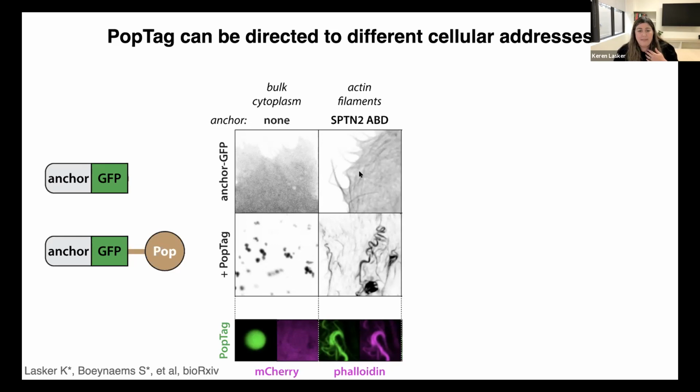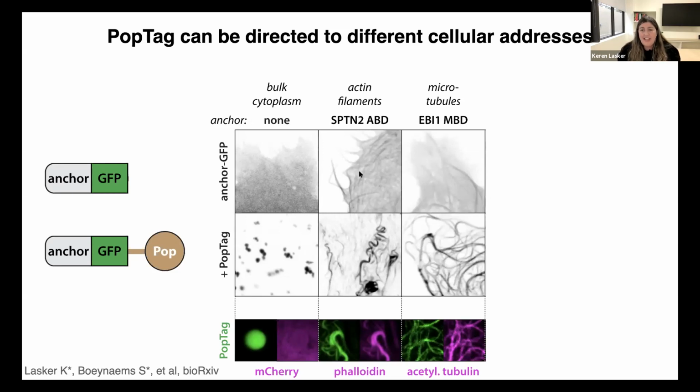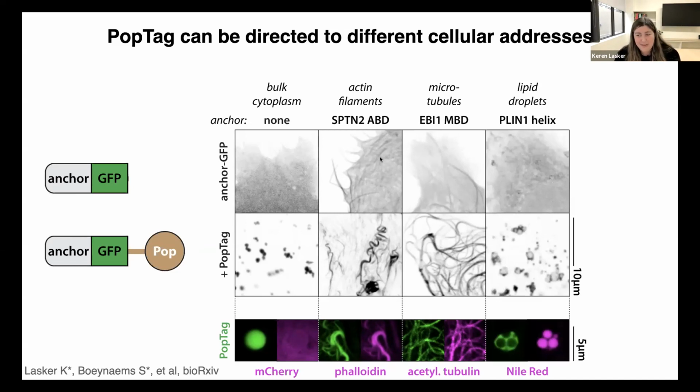different things. So here, for example, the POP tag is recruited to actin filaments, and we start to see a condensation of those actin filaments. Similarly, here is recruited to microtubules, and we can start to see condensation of microtubules. And this is my personal favorite, that if we tag it to lipid droplets, we can actually create POP-Z shells around lipid droplets. And of course, there are many other cellular addresses that we can use. This is just to give you a highlight, or a taste, of what we can do.